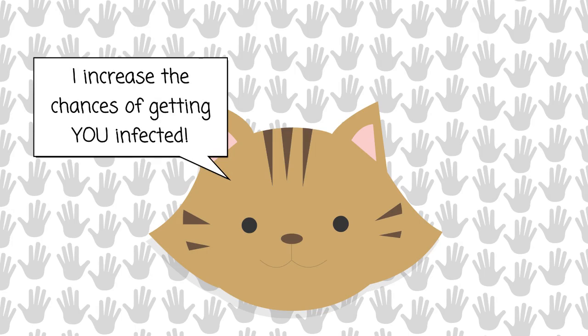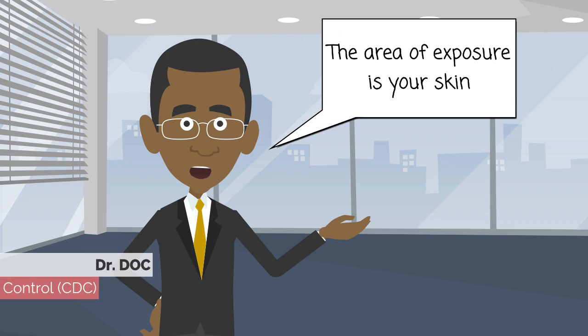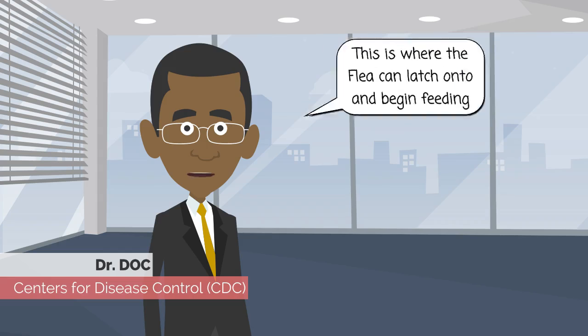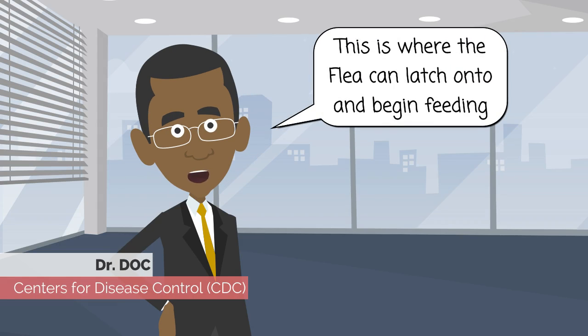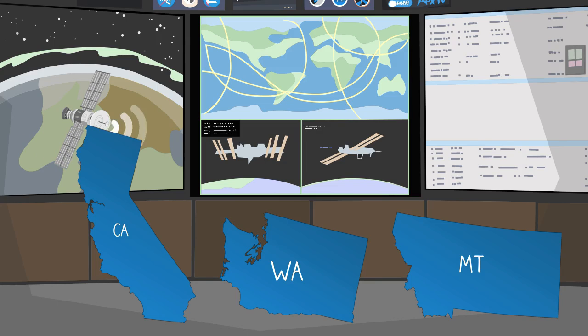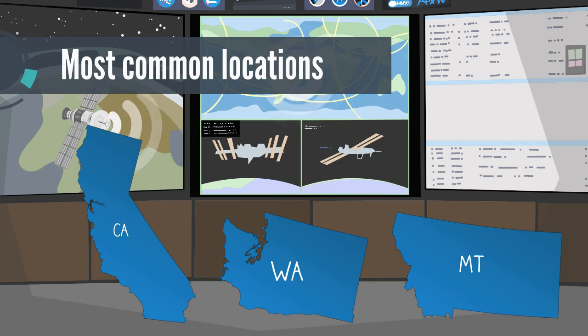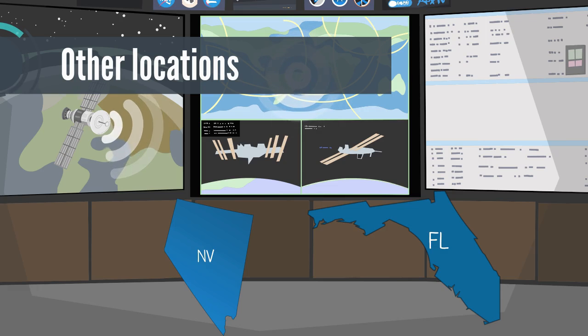People are at high risk of getting infected if they are in close proximity with the infected cat. The area of exposure is your skin. This is where the flea can latch onto and begin feeding. The most common locations for the disease were California, Montana, and Washington State. Other locations were Nevada and Florida.